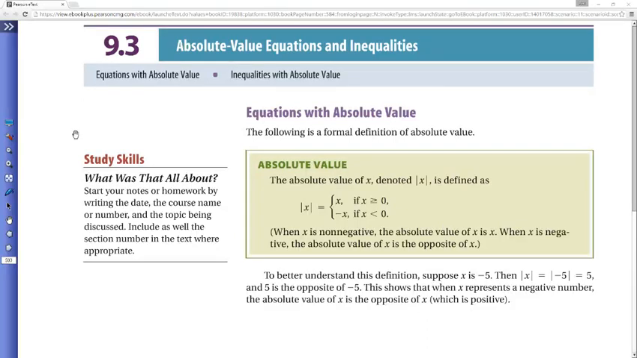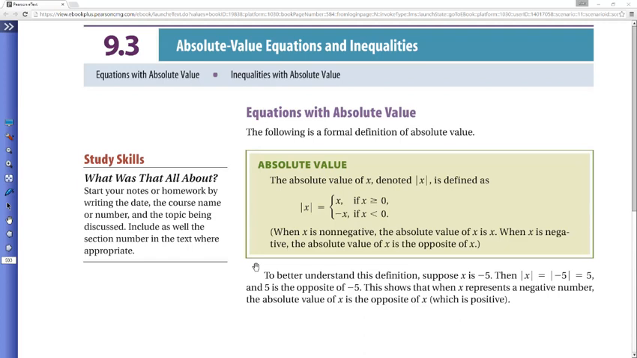Section 3, Absolute Value Equations and Inequalities. Well, let's review a little bit what absolute value means. The following is a formal definition of absolute value. They start putting squares and coloring things in a book. That means they're important.